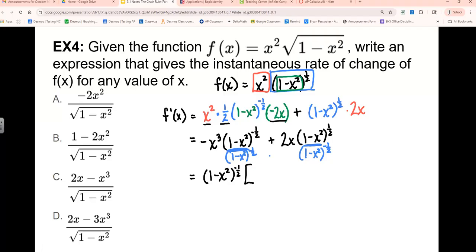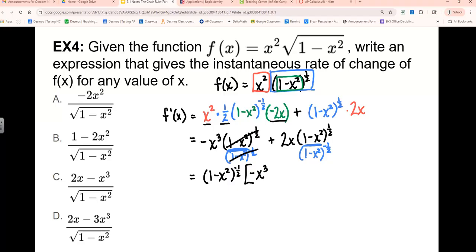So the first term is easy because 1 minus x squared to the negative 1/2 and 1 minus x squared to the negative 1/2 just cancel each other out right there. So I got negative x to the third. You can use a parentheses instead if you want. I just know I'm going to end up with another parentheses, so I used a bracket instead. But a parentheses is fine there.